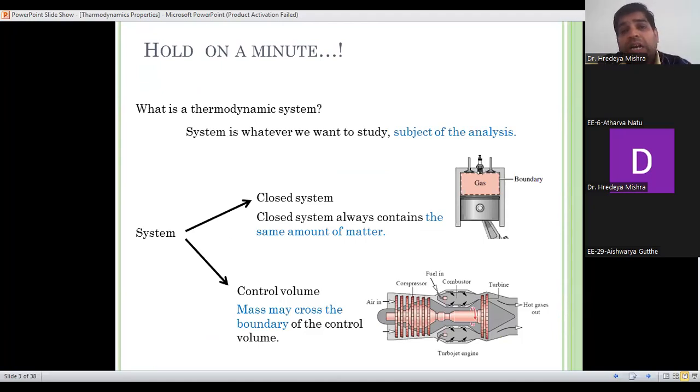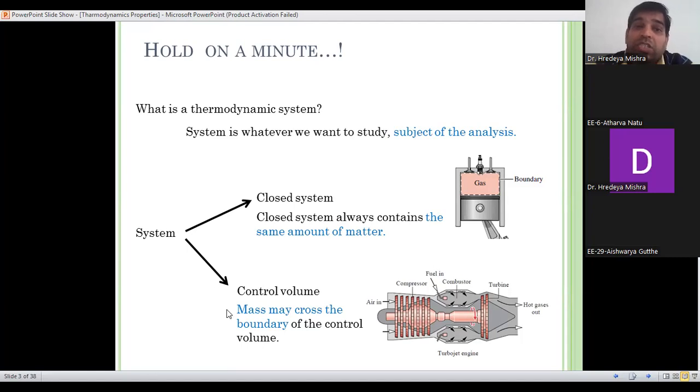So let us start. Before starting, what is a thermodynamic system? First, we should understand what a thermodynamic system is, because we are going to study the properties of the thermodynamic system. A thermodynamic system is whatever we want to study, the subject of the analysis. This is very important. First we understand what the system is, then we study its properties.